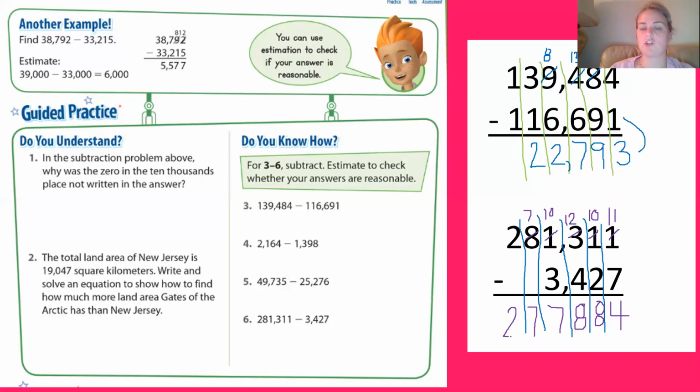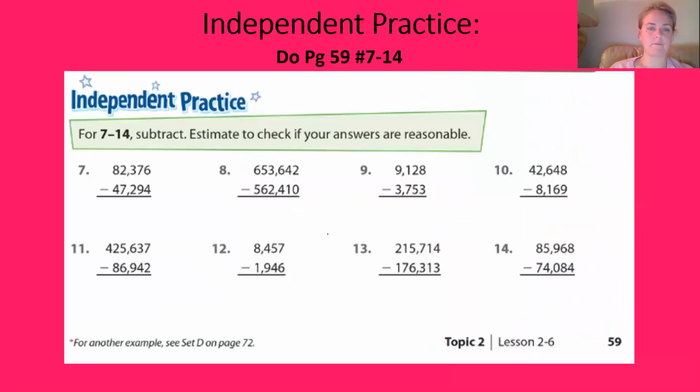So my answer is 277,884. But look at all that regrouping. So I think the best way to do it is just start at the right and kind of work our way over like we just did. To check my answer, I would add 277,884 and 3,427. I would add those together, and I should get this number at the top.